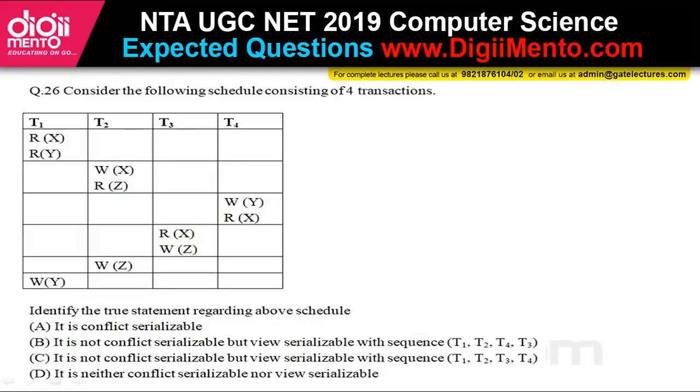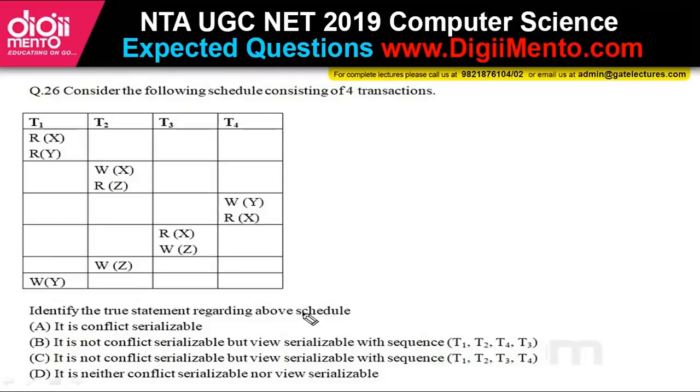So next we have our question in which they have given us 4 transactions. They are saying consider the following schedules consisting of 4 transactions. We have to tell whether it is conflict serializable, not conflict serializable but view serializable with a given sequence, or neither. So basically they are talking about conflict serializable and view serializable.